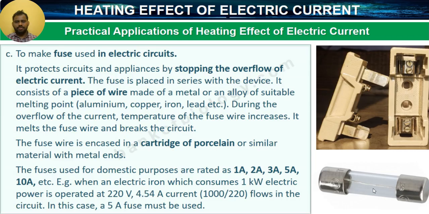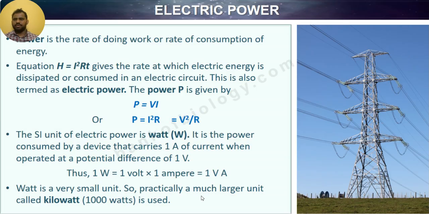Fuses used for domestic purposes are rated as 1 ampere, 2 ampere, 3 ampere, 5 ampere, 10 ampere, etc. When an electric iron which consumes 1 kilowatt of power is operated at 220 volt, 4.54 ampere current flows in the circuit. So we can use a 5 ampere fuse. If by chance the current goes beyond 5 ampere, it will damage the fuse first and our electric iron will be saved. I hope the concept of the fuse is clear to students.